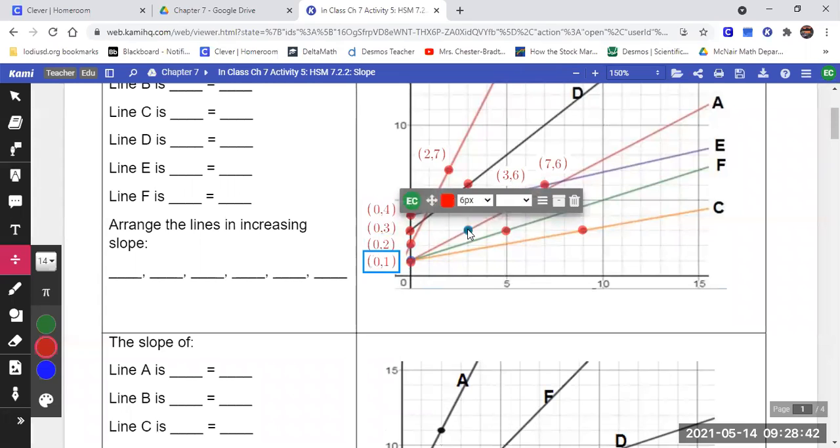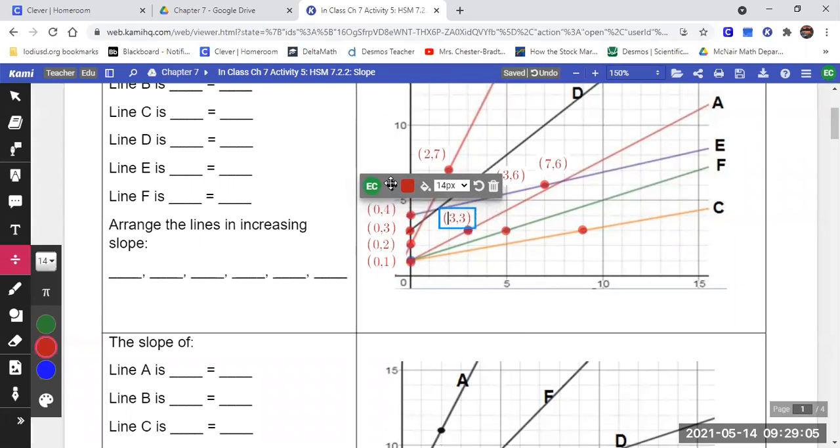How about this one? What's that one? 3, 3. Because I see it 3 over and 3 up. I got to move this guy who's way in the wrong spot. Okay, how about this one?